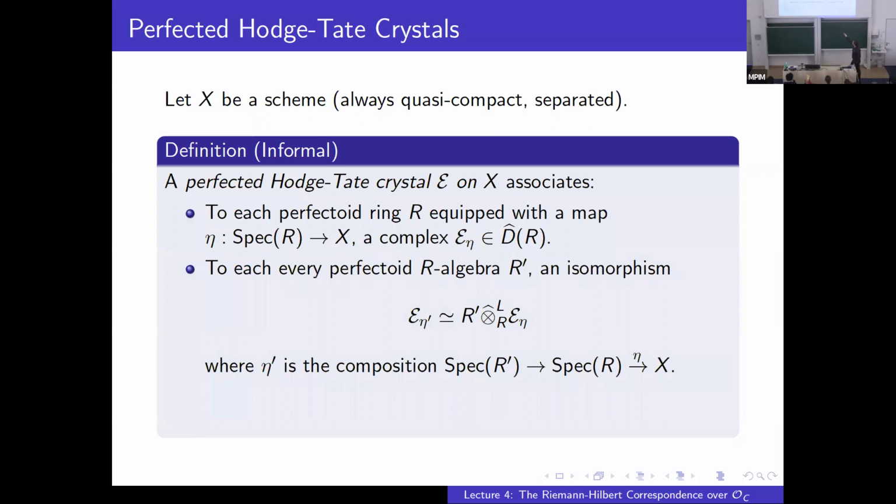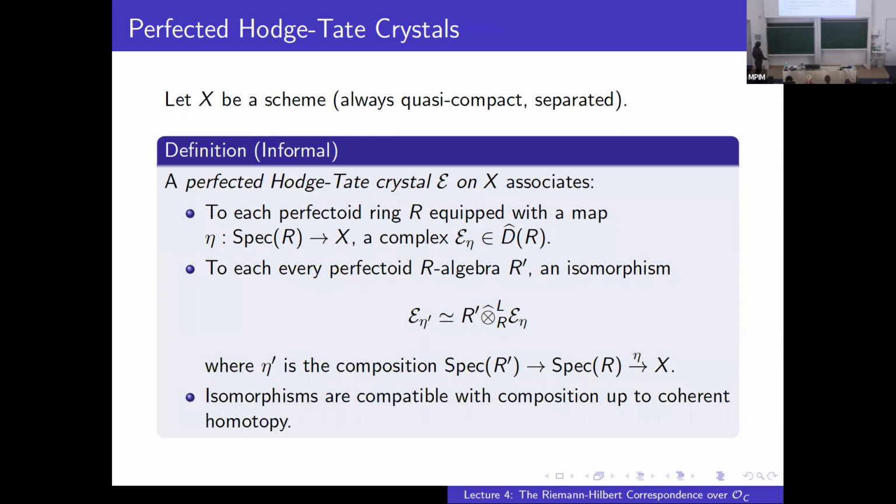And that's supposed to be compatible with base change. So anytime you have a map from R to another perfectoid ring R prime, then you get a map from Spec R prime into X. And the complex that you associate to that map should be obtained from the complex associated to the original map by extending scalars from R to R prime. And these isomorphisms should be compatible with composition of ring homomorphisms up to coherent homotopy, because we're working in the setting of homological algebra, in some kind of derived category.